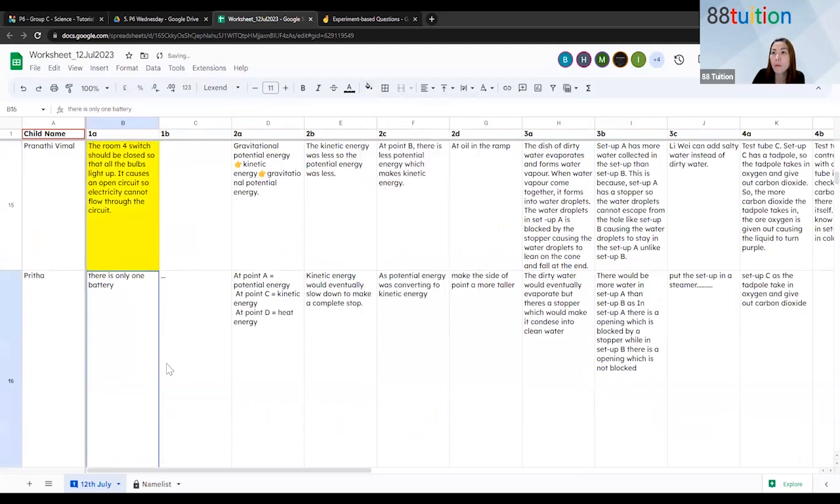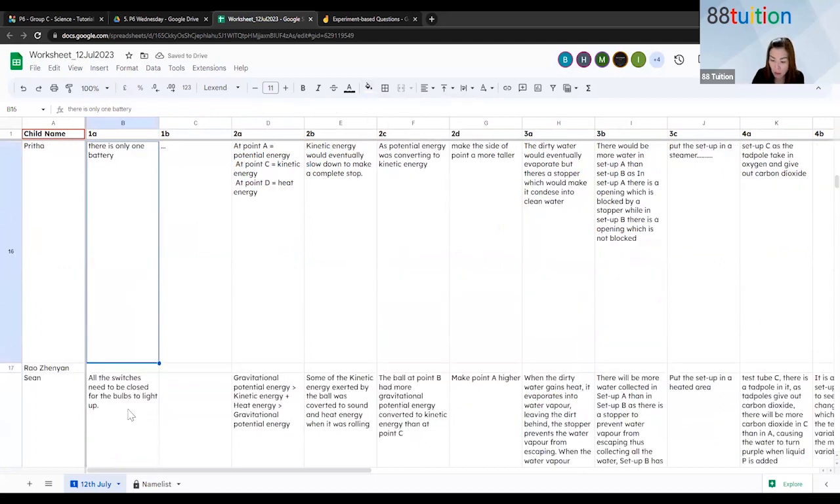Prita, that's wrong. The problem doesn't lie with the battery. All the switches need to be closed for the bulbs to light up. But they never say they want all the bulbs to light up. Sean, you're assuming. What are you doing?